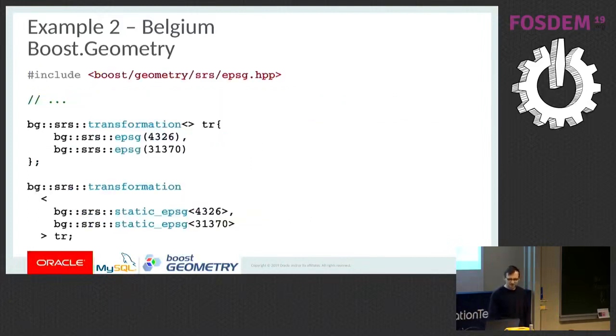But there is another way. If you include this optional header, which contains a lot of EPSG codes, there are 7,000 or something like that, which increases the compilation time greatly. But if you include it, then you can simply pass the numbers. So the upper one is the runtime version, and the lower one is the compile time version, which below the surface use the interfaces I showed on previous slides.